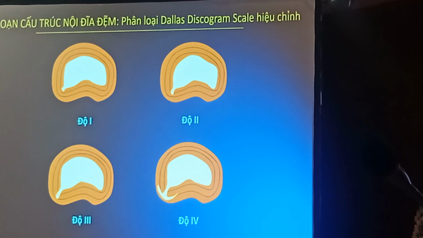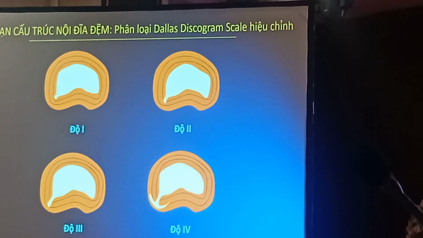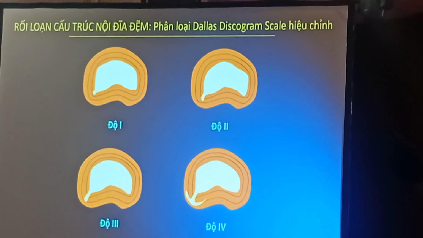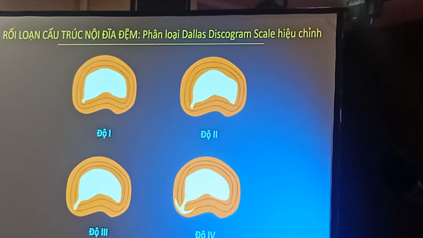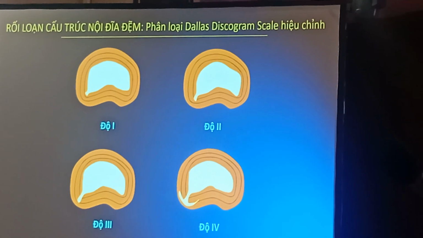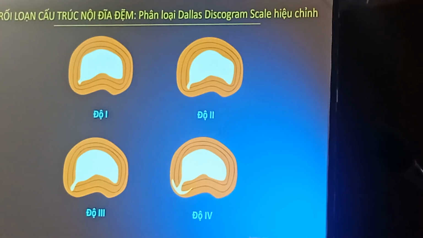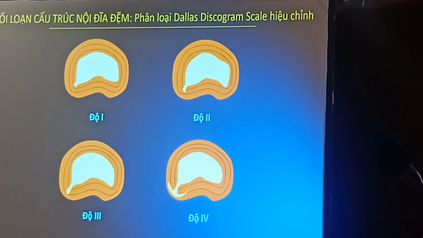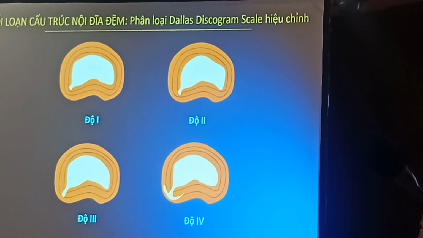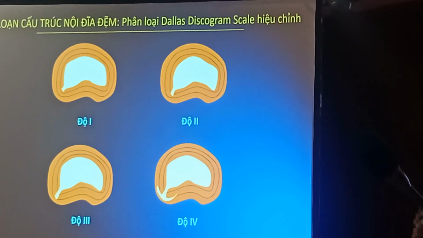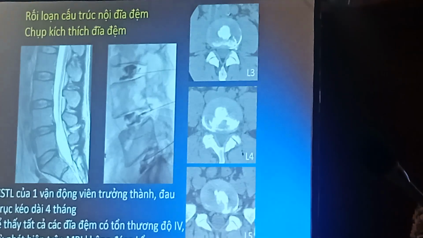We quantify the depth of these annular fissures on CT discography, where we've instilled contrast material into the nuclear compartment, and then we can see it spread out into the outer annulus. We grade them on the Dallas discography scale. Grade 1 is extension to the inner third of the annulus, grade 2 to the middle third, grade 3 to the outer third, and grade 4 when we see circumferential extension.